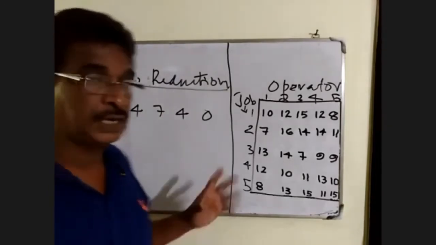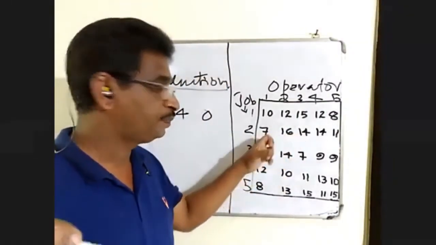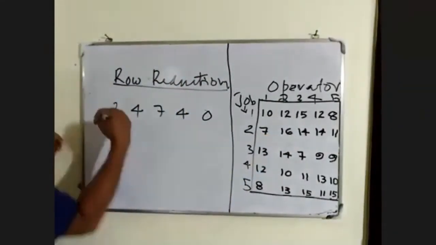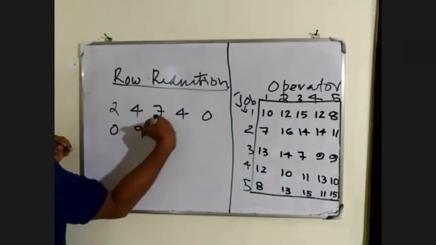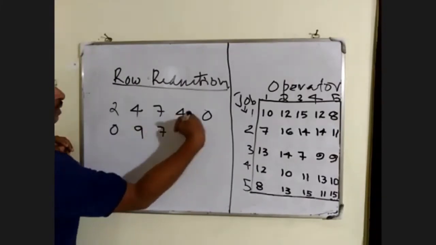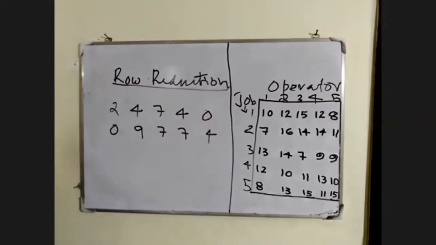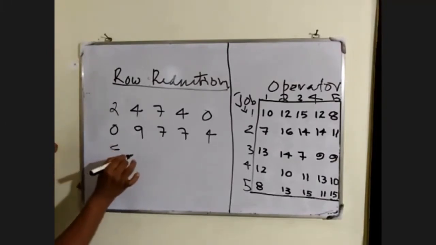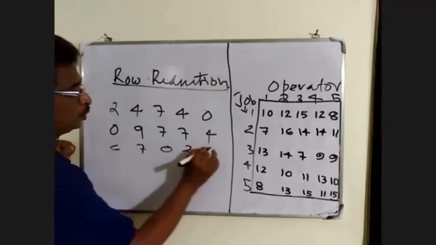Second row. What's the minimum value? 7. You have to subtract 7 from each value. Third row: the lowest value is 7. Subtract 7 from each value. That gives 0, 2, 2, 2, 2.